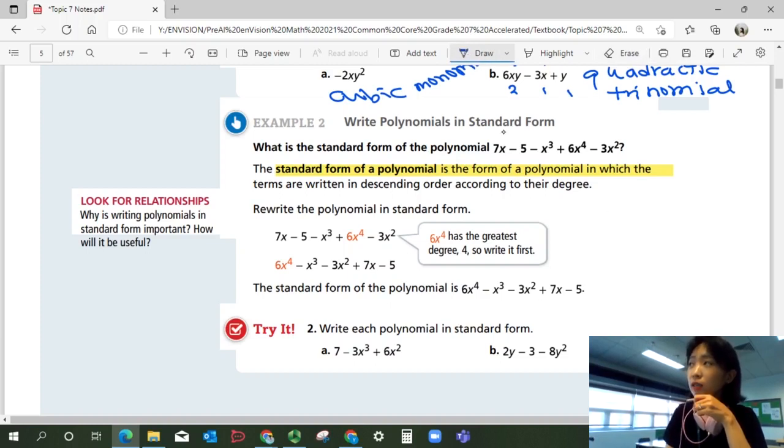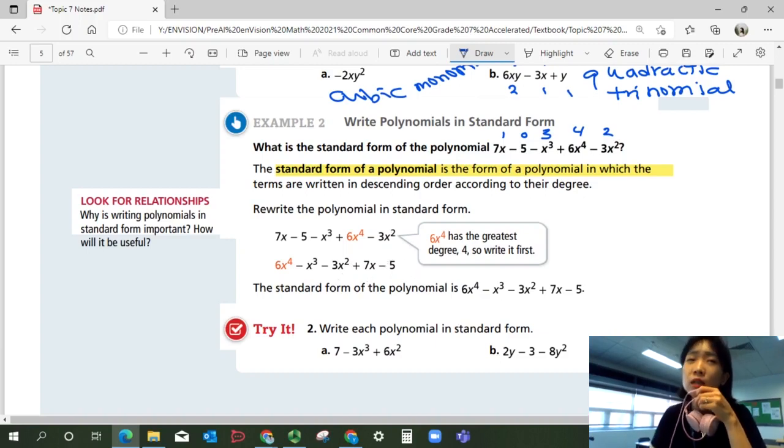So here, 7x is degree 1, the constant is degree 0, negative x cubed is degree 3, 6x to the 4th is degree 4, and 3x squared is degree 2. So 4 is the greatest degree. So you're going to write 6x to the 4th power first. That is your first term. And then minus x cubed. And then minus 3x squared. And then plus 7x minus 5.